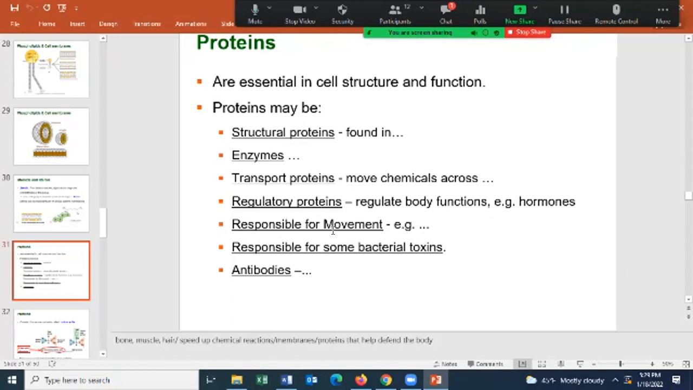Proteins may be responsible for movement, like if a bacteria can swim in a liquid medium, like a broth, it's happening because of a protein. And then we move because of the proteins in our muscles. Proteins are also responsible for some bacterial toxins. And then lastly, proteins can be antibodies, and these are proteins that the body makes to help defend itself. Any question about any of that?